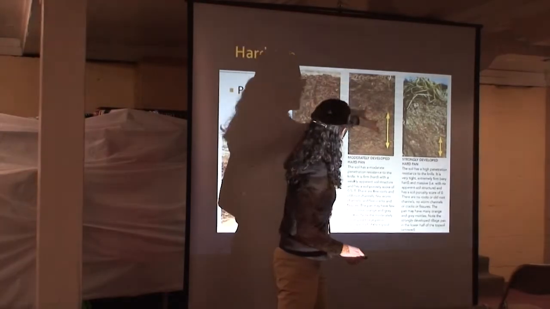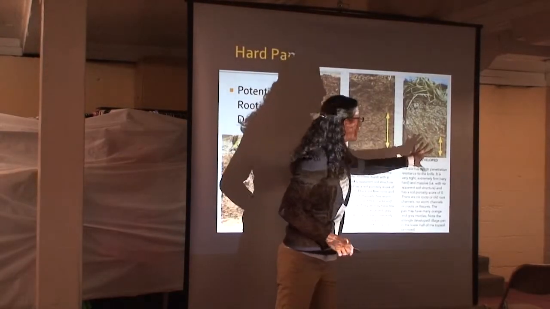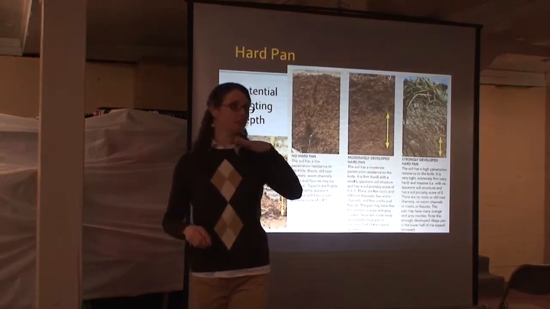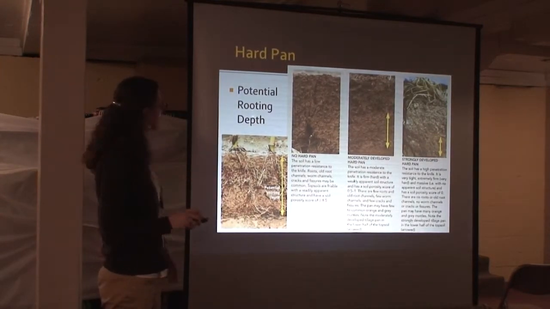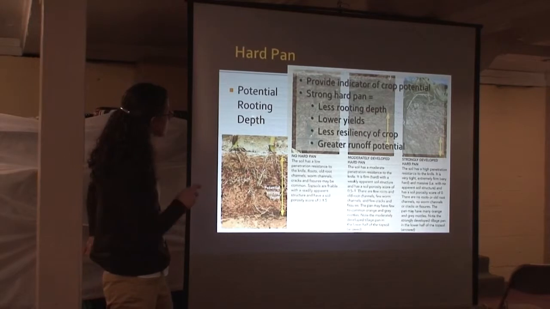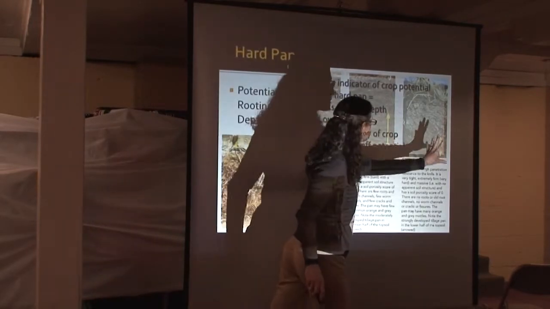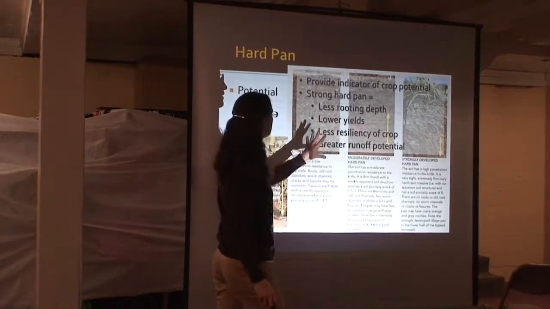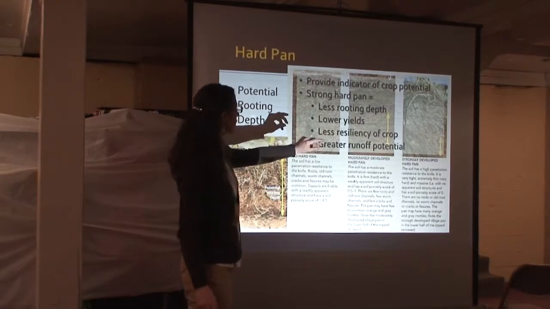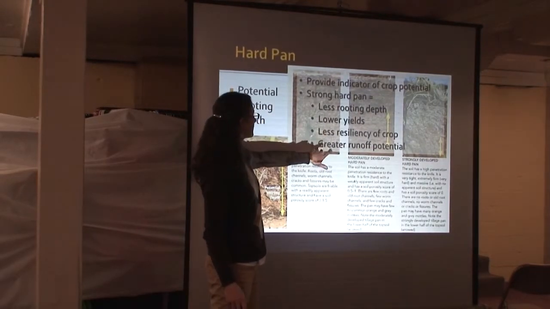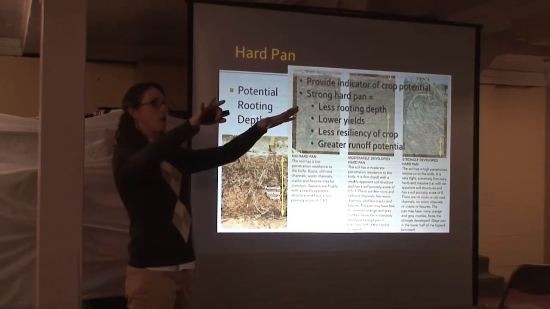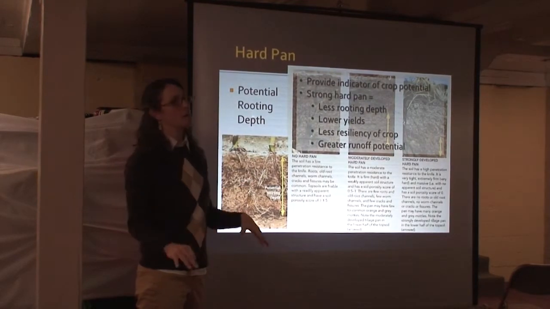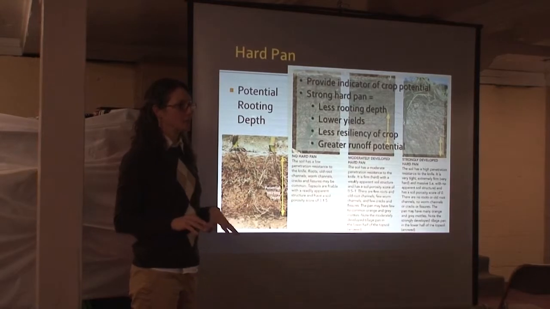So you want to make sure you know how deep that hard pan is. Is it just a little bit? How deep? And where is the root structure going to have the hardest time breaking through? That's where you need to focus your efforts. A strong hard pan, in other words this cloddy, not great soil, is going to mean less rooting depth, lower yields, less resiliency of that crop, and a greater runoff potential because the water can't get through, it's going to go off. And you're going to have later timing on being able to get out to that field in the springtime.